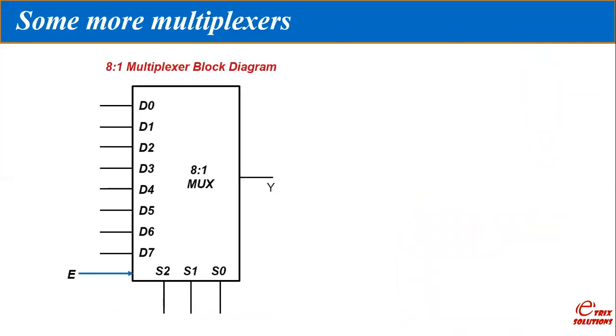Similarly, we can have some more multiplexers also. So 8 to 1 multiplexer block diagram, in which you can see that there are 8 inputs starting from D0 to D7, and 8 inputs can be controlled by the 3 selection lines. Therefore S0, S1, S2 are the 3 selection lines, and there is one more input, that is the enable input, and one output only. So this is the block diagram of an 8 to 1 multiplexer.